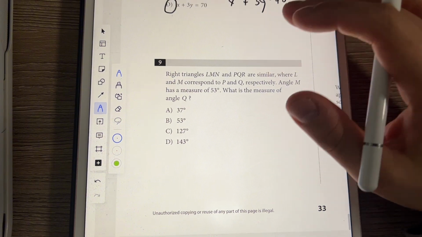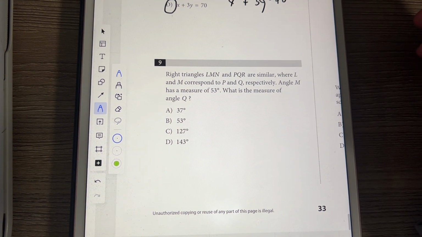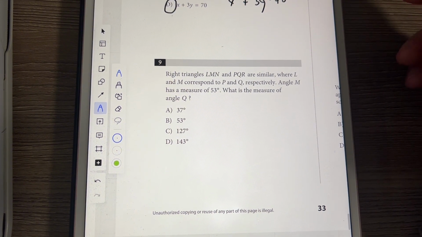How about question number 9? Our first triangle geometry question of the module. Right triangles LMN and PQR are similar, where L and M correspond to P and Q respectively. Angle M has a measure of 53 degrees. What is the measure of angle Q?